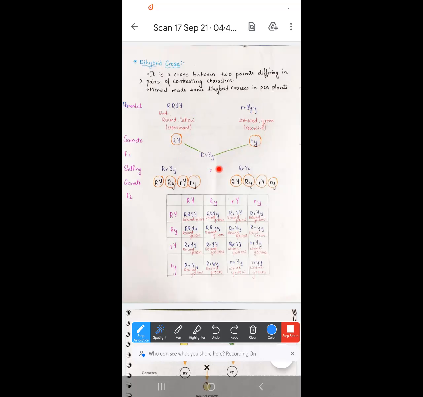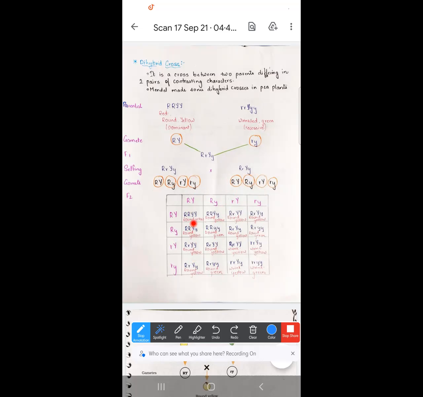heterozygous dominant, heterozygous round and yellow pea plant. On selfing, the gametes will have 4 different combinations of characters. In the F2 generation, we get 16 blocks in the Punnett square.